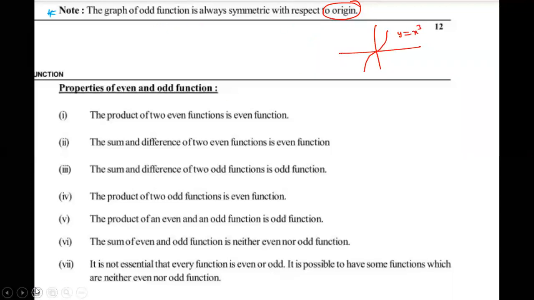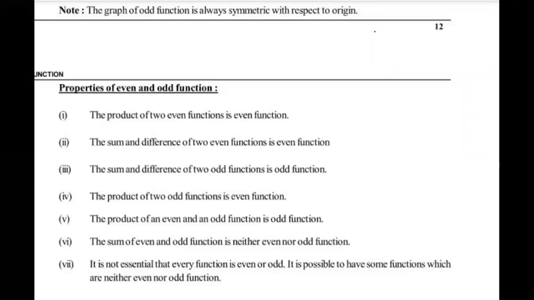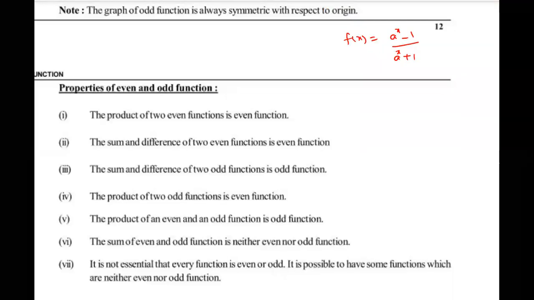So I'm taking one example. See how to verify. Another one. See carefully. f of x is equal to (a power x minus 1) by (a power x plus 1). Please tell me anyone whether it is an even function or an odd function. I'm taking one example, f of x equals (a power x minus 1) by (a power x plus 1). Whether it is even or odd, let me see.